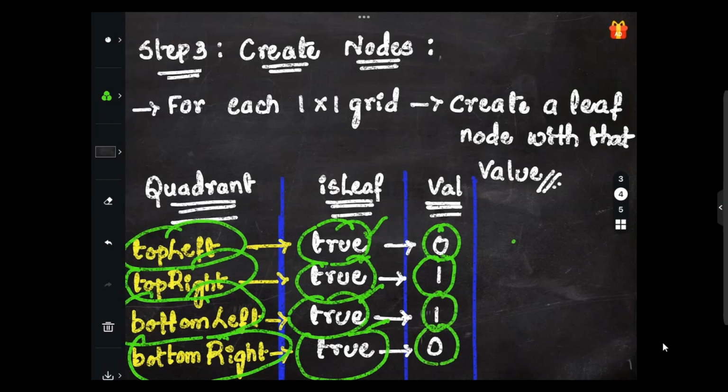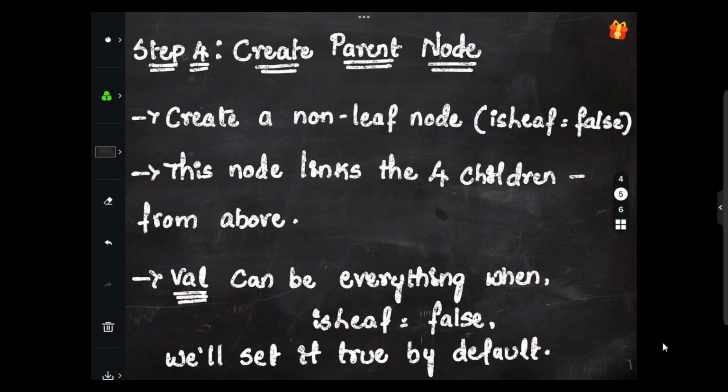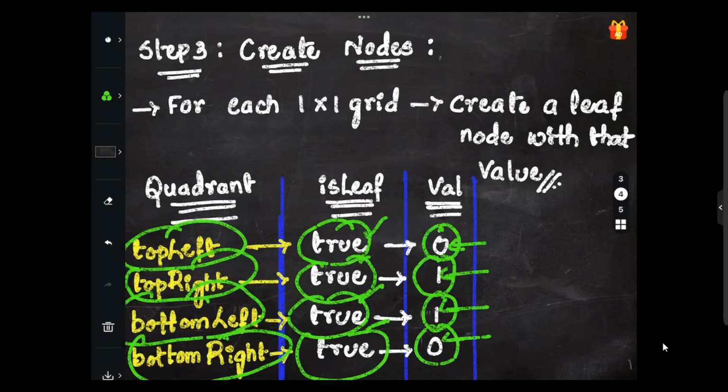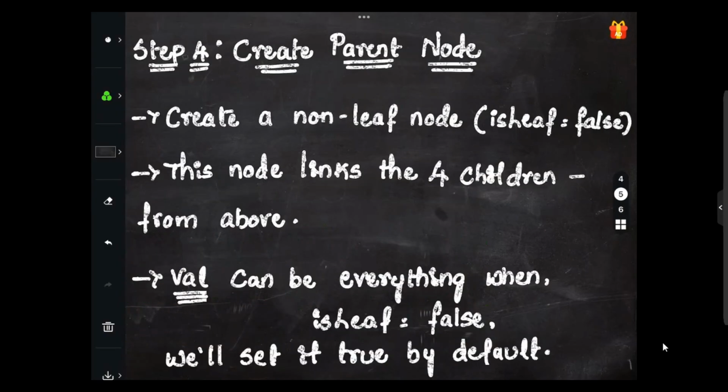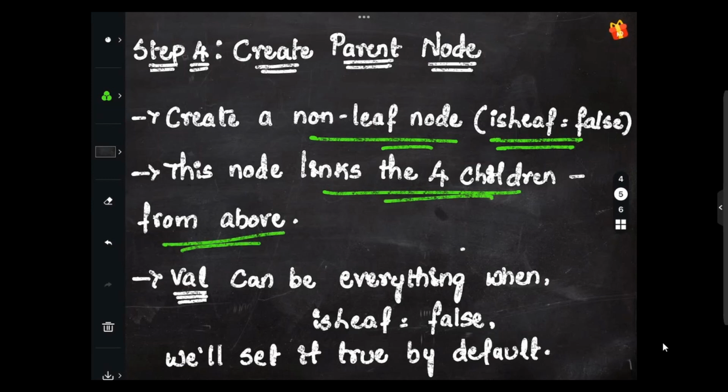So for each 1 into 1 grid, we are creating a leaf node with that value. So 0 1 1 0. These four values we need to consider. So this would be the fourth step. We have to create the parent node. Before creating the leaf node with that particular value, let's create the parent node. So we will create a non-leaf node, that is leaf equals false. This node links the four other children from above, nothing but the root node.